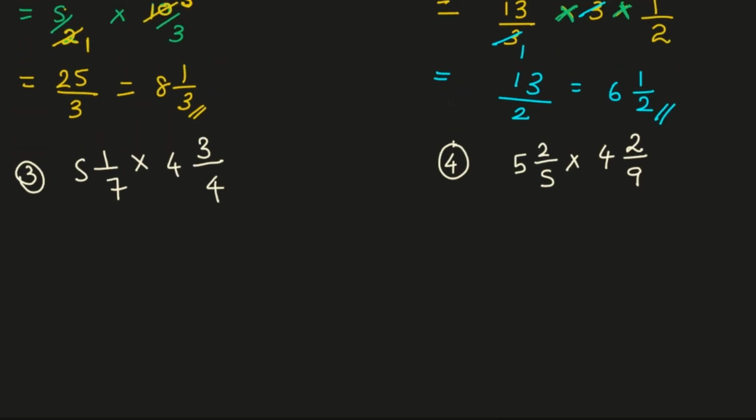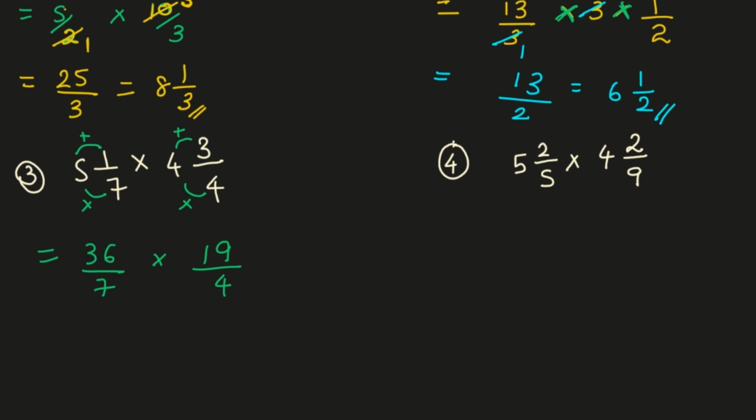What's it? 5 and 1 upon 7 into 4 and 3 upon 4. Let's make them into improper fractions. 5 into 7, it's 35. 35 plus 1, it's 36. Divided by 7. Into 4 into 4, it's 16. 16 plus 3, it's 19. Divided by 4.